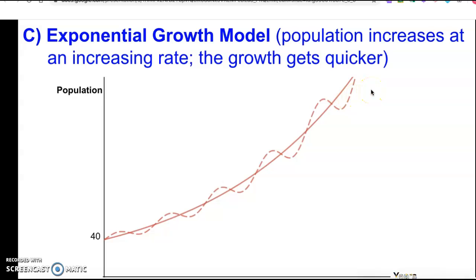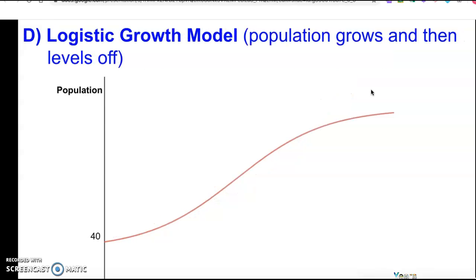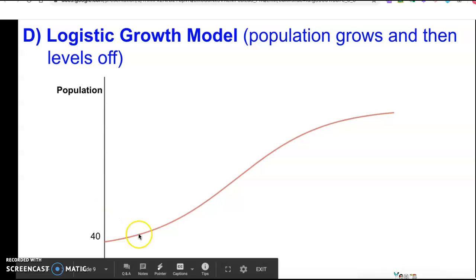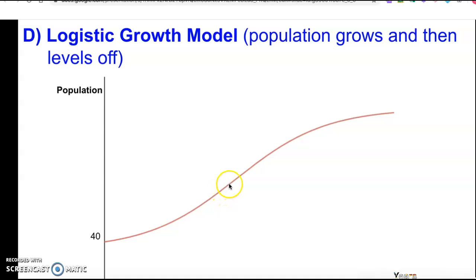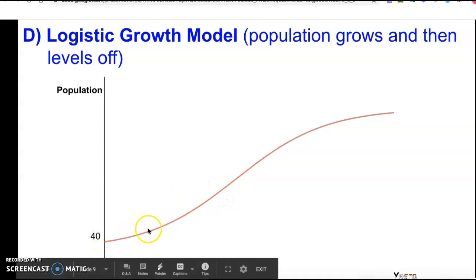And then option D, the last option, is called the logistic growth model. The logistic growth model is designed so that the population grows and then levels off. So we can almost split this into like two halves. The first half of the graph for logistic growth looks similar to exponential growth. The population is increasing, and it's not a straight line really, it's more of a curve. So the population increase gets quicker and quicker and quicker.